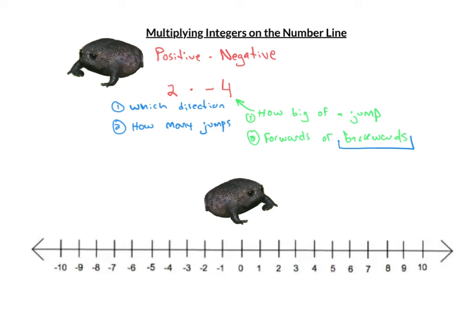So the first jump our little froggy takes is backwards 1, 2, 3, 4 units. And the second jump our little froggy takes is also backwards 1, 2, 3, 4 units. So a positive 2 times a negative 4 equals negative 8. And so we can just remember here that anytime we have a positive number multiplied by a negative number, we will end up with a negative.